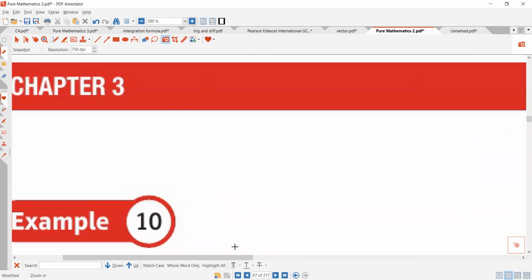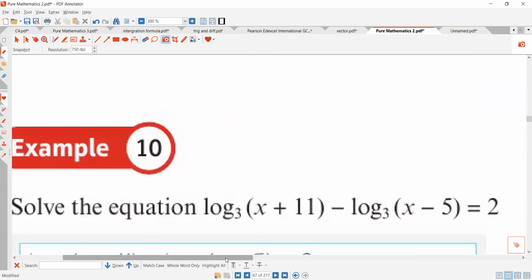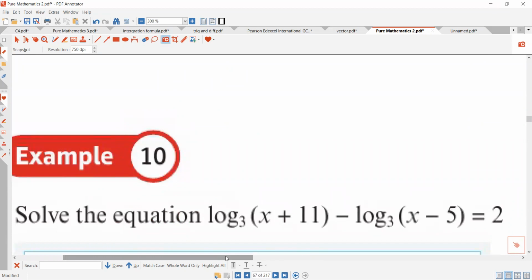Okay, let's do it over here now. I believe you guys will be able to do this on your own. Let me check. You know what? You guys do it.